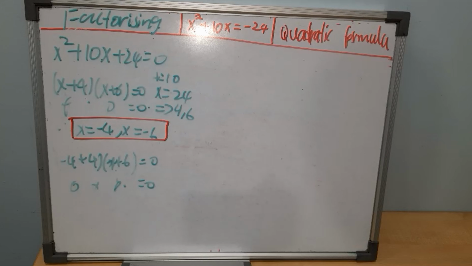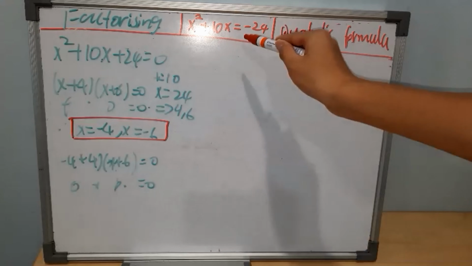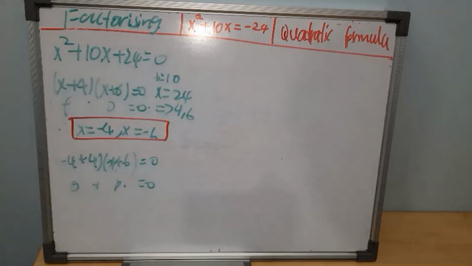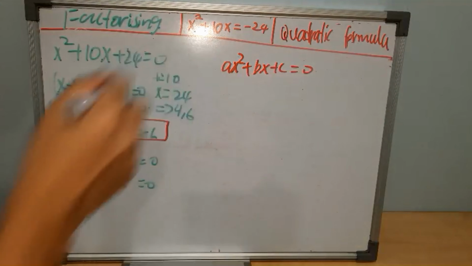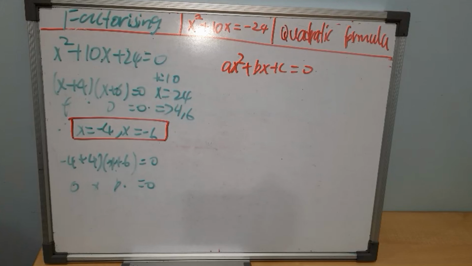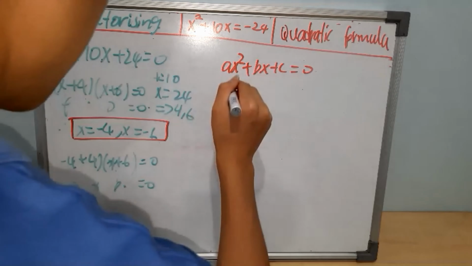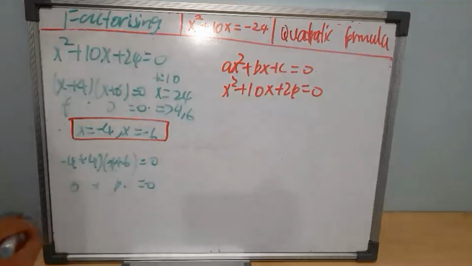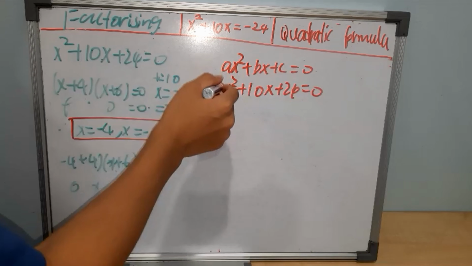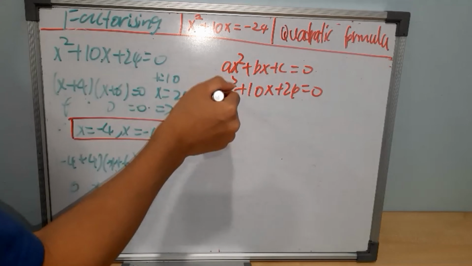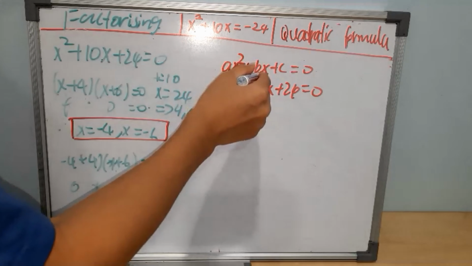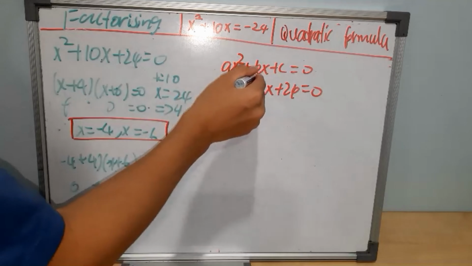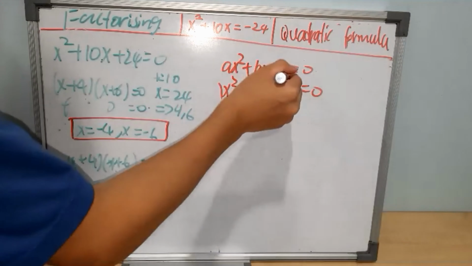In order to use the quadratic formula, we have to rearrange our equation into the general form. A general form looks like this. So let's rearrange this so it becomes x squared plus 10x plus 24 equals 0. According to a, b, c up here, these indicate the numbers. At the front there's no number, so a is just 1. For the second one, bx is 10x, so b will be 10. And for the third one, c will be positive 24.